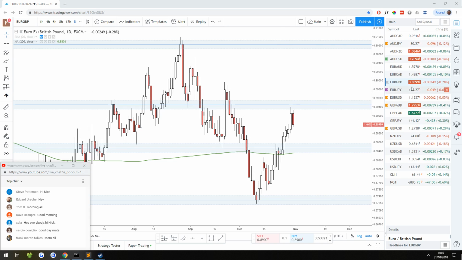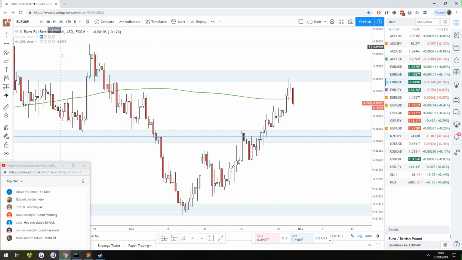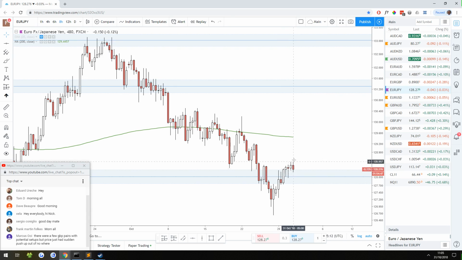So back to the analysis, EURGBP pulled away from this resistance area after hitting it. If you're not short already, then it's too late. EURJPY looks like it's continuing to head up.